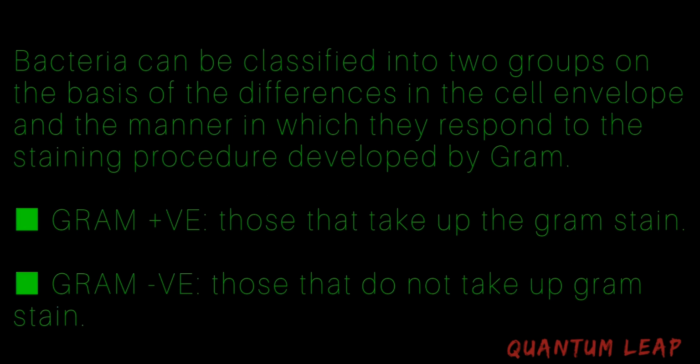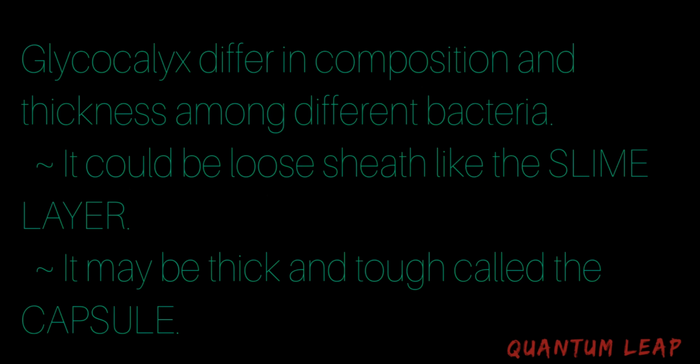Bacteria can be further classified on the basis of differences in the cell envelopes and the manner in which they respond to the staining procedure developed by a scientist called Gram. The gram-positive bacteria are those that take up the Gram stain, whereas the gram-negative bacteria are those that do not take up the Gram stain.